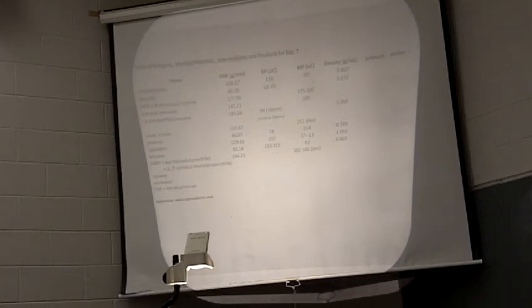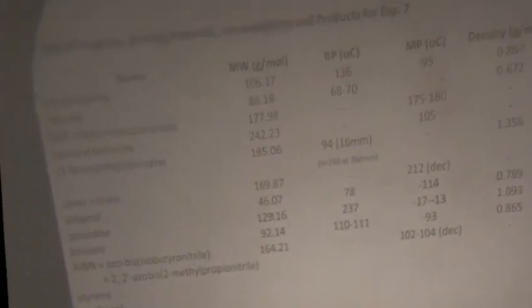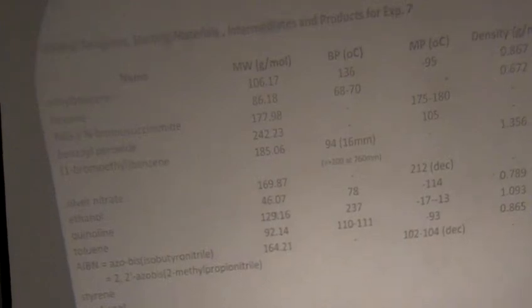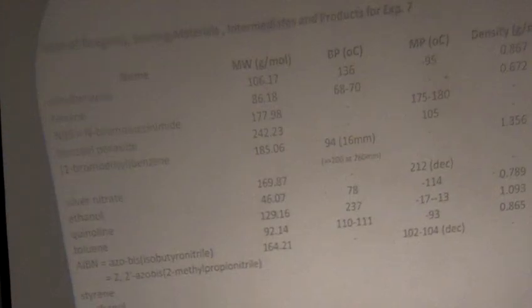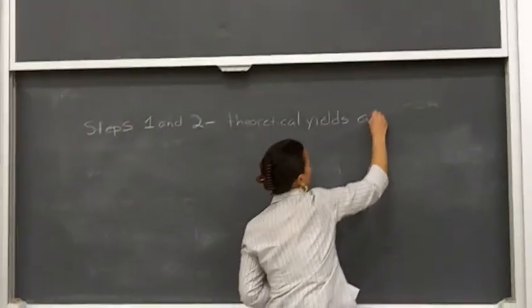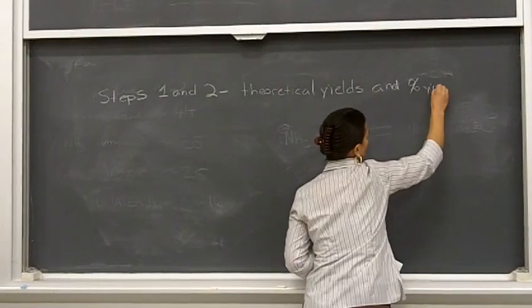Also, in your pre-lab, you have 3 reactions to take care of, okay? You also need to figure out yields for the 3 reactions, all right? So for steps 1 and 2, you're going to calculate regular theoretical yields, and then show the sample calculation for how you would calculate percent yield, all right?